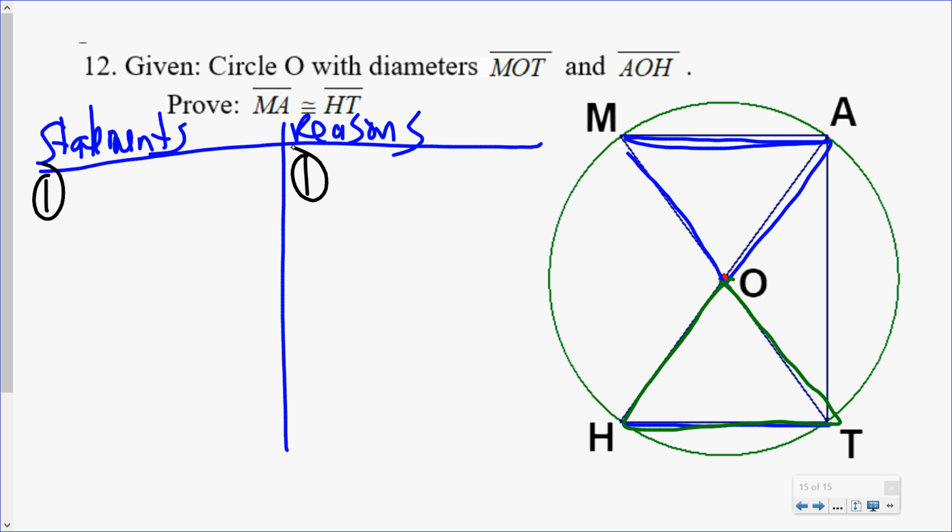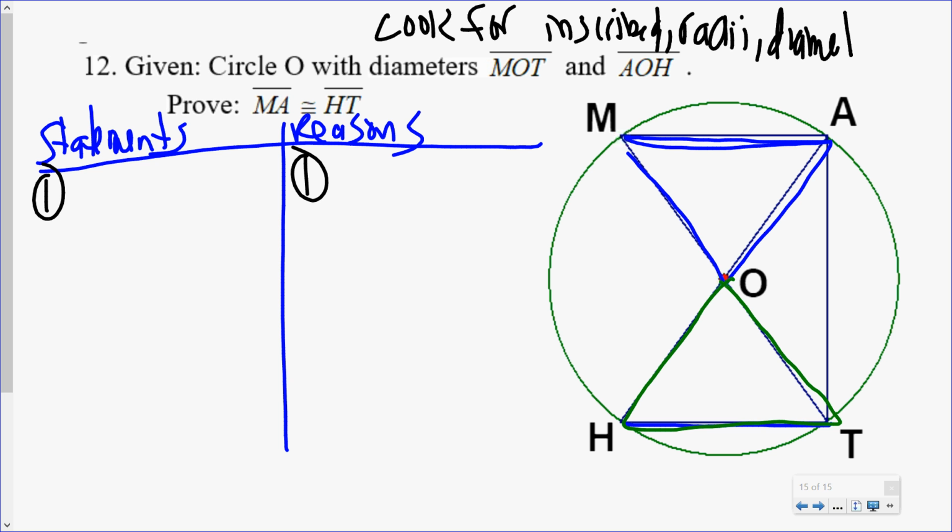For circle rules, look for inscribed angles, radii, diameters. Mainly inscribed. Inscribed comes the most. So do I see any inscribed angles that are in those triangles? Yes. I see M intercepts AT. I see H intercepts AT. Therefore, they're congruent.